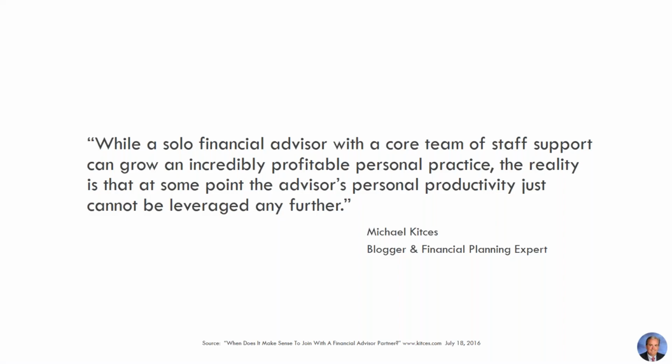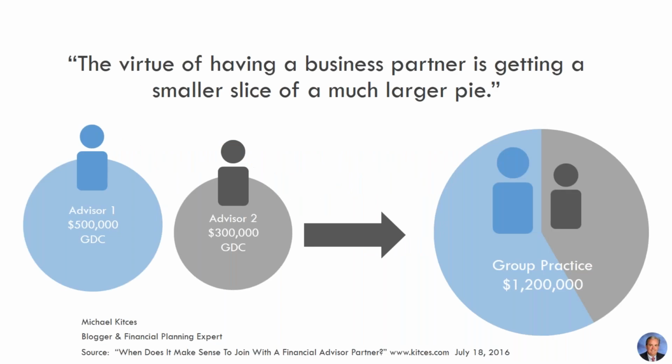Michael Kitces, who's a famous blogger and financial advisor, wrote, "While a solo financial advisor with a core team of staff support can grow an incredibly profitable personal practice, the reality is that at some point, the advisor's personal productivity just cannot be leveraged any further." In other words, what he's saying is the virtue of having a business partner is getting a smaller slice of a much bigger pie. So in this example, if someone's doing 500,000 and someone else is doing 300,000, and working together in a group practice, hopefully you can do 1.2 million or more than the 800,000 of combined revenue.